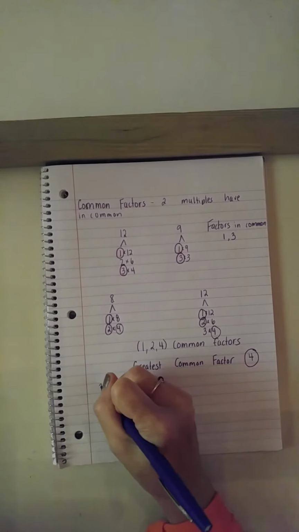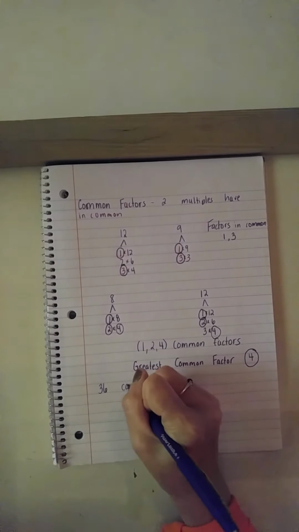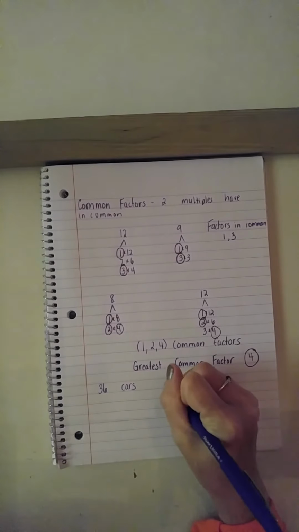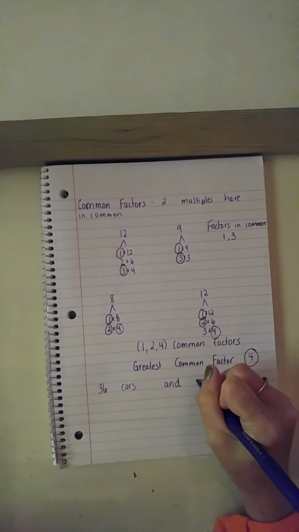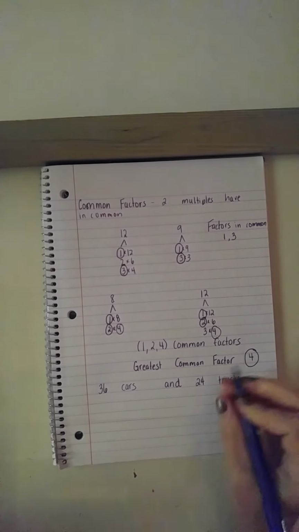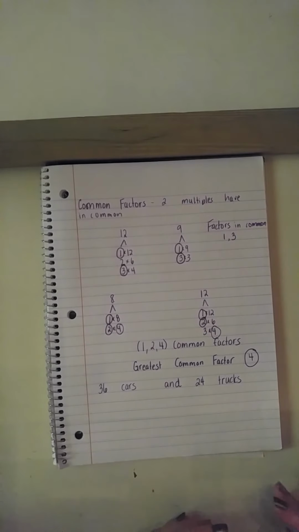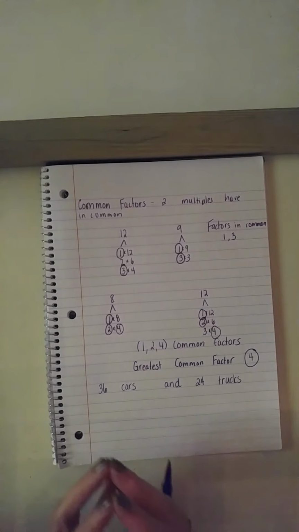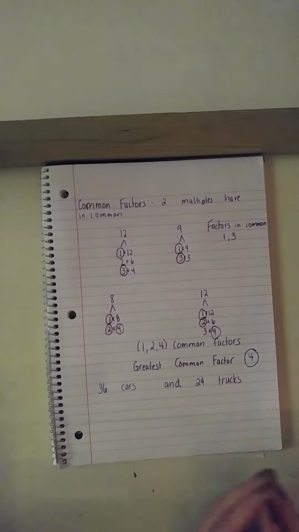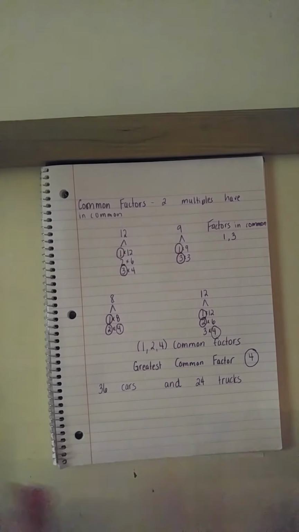So we have 36 cars and 24 trucks. So these items need to be grouped, made into groups that are even. So for example, if there were 5 cars, there'd have to be 5 cars in every group, or 3 trucks, there'd have to be 3 trucks in every group, and we need to find out how many groups we can make that have those even numbers.